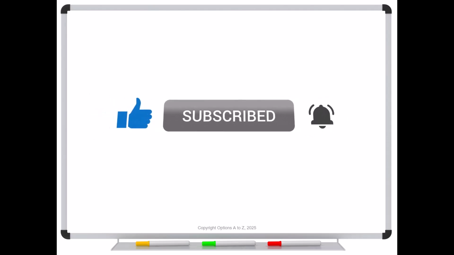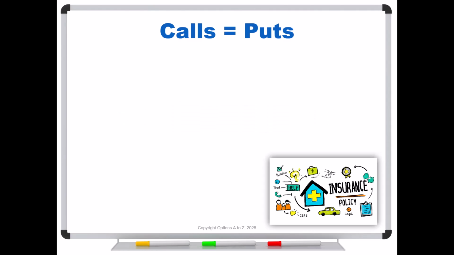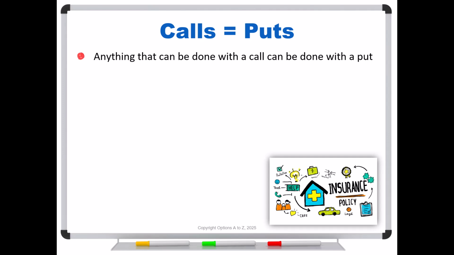So you've heard me say this so many times before that calls are puts. And of course, puts are calls. And what that means is that anything that can be done with a call option can be done with a put. So for anybody who's new and says, hey, I heard about this butterfly strategy with calls, can it be done with puts? Yes. Put option is insurance. It guards the downside. Can we use a call to guard the downside? Yes. Anything that can be done with a call can be done with a put and vice versa.